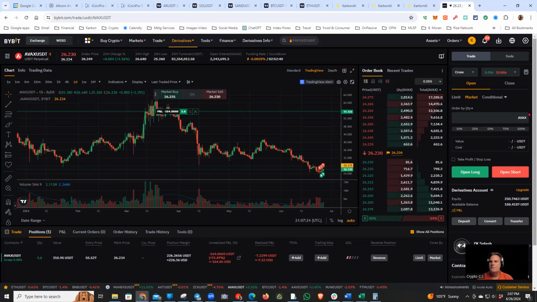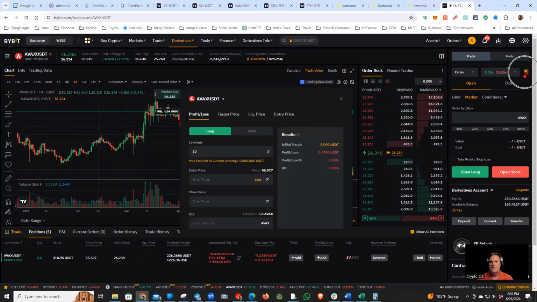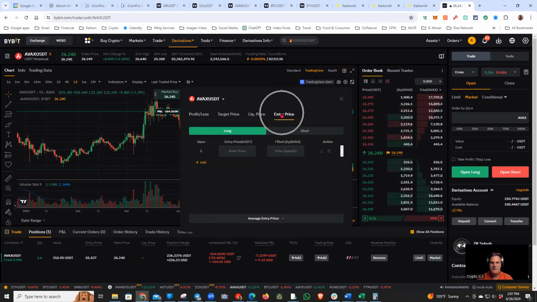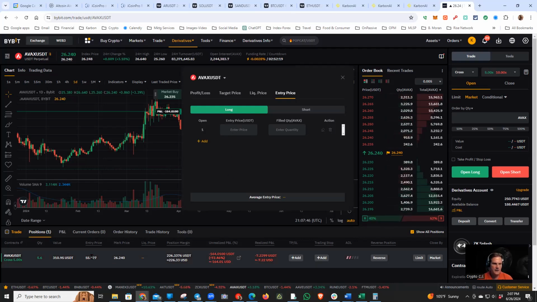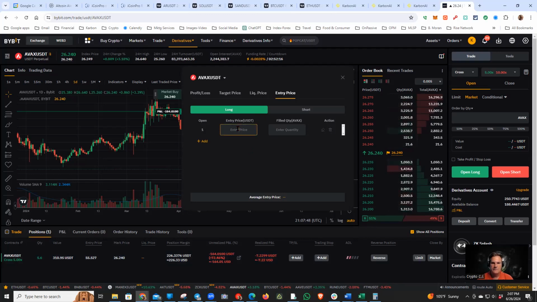The first thing you want to do is select this calculator up here in the upper right, just below tools and next to your leverage positions. And then we're going to go over to entry price. And I'm going to type in the entry price that I'm in currently. So that's going to be this information here, 55.527. And then the quantity I have is this figure here, 5.6. And that's how I start. So I've got my initial data in.